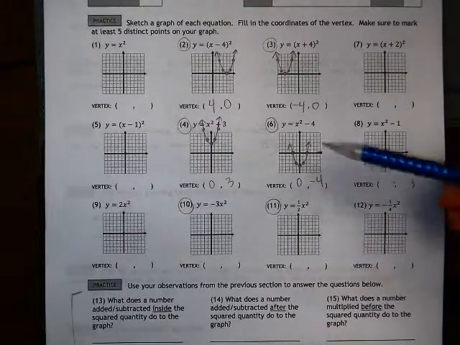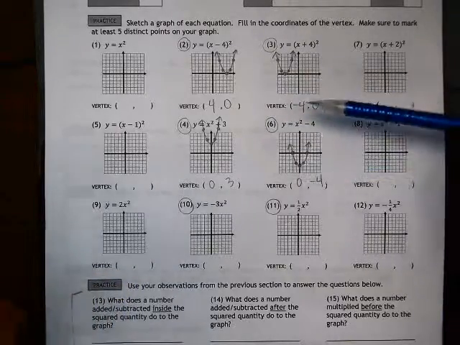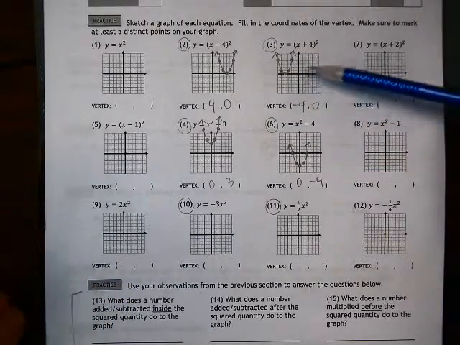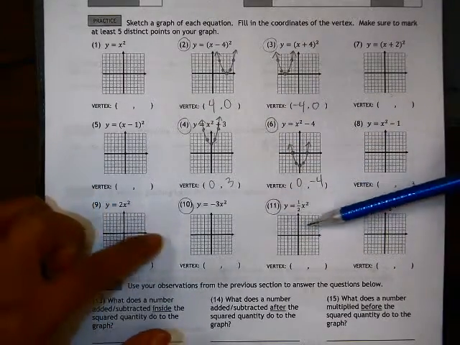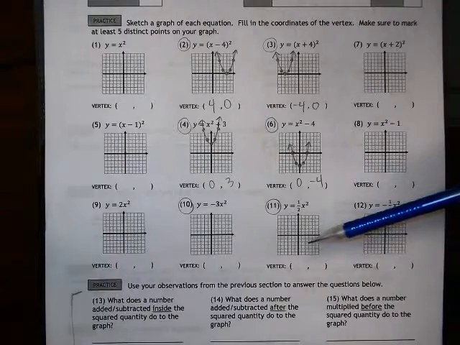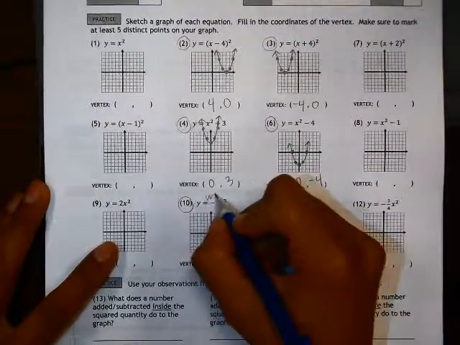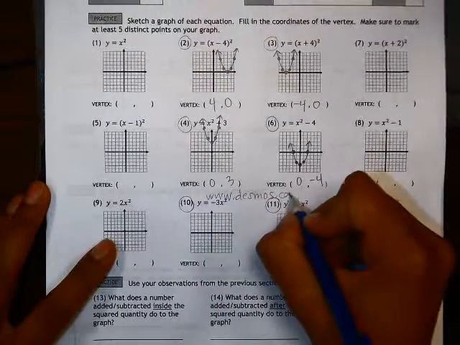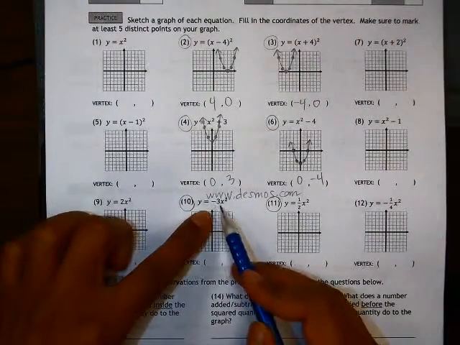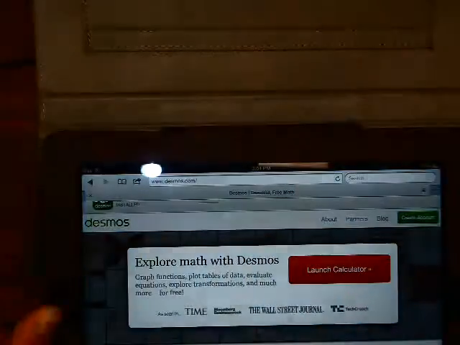Alright, this is worksheet 7.1, and 2, 3, 4, and 6. In the previous video we used a graphing calculator to graph these and to find 5 points using a table. We're going to do something similar with 10 and 11, except I'm going to use a website called www.desmos.com, and that does the same thing that your graphing calculator can do. So let's look at number 10, and I'm going to type in y equals negative 3x squared into the graphing calculator on this website.